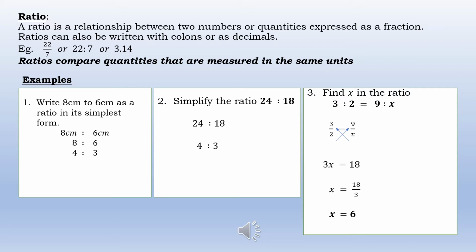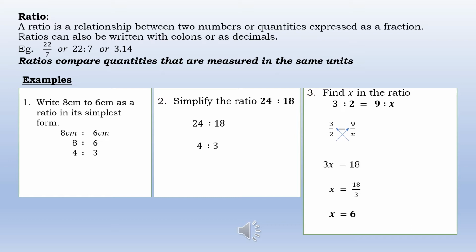We will move on to ratio. A ratio is a relationship between two numbers or quantities expressed as a fraction. Ratios can also be written with colons or as decimals. For example, 22/7 can be written as 22:7 or 3.14. Ratios compare quantities that are measured in the same units.